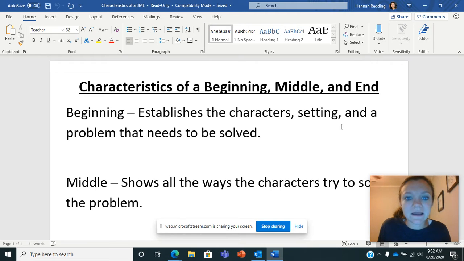I want you to look around right now. Where are you? Right now, I am in my office at my house. That's the setting. If this were a story about me, that would be my setting, the office of my house.